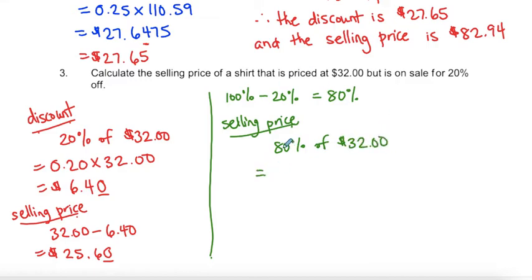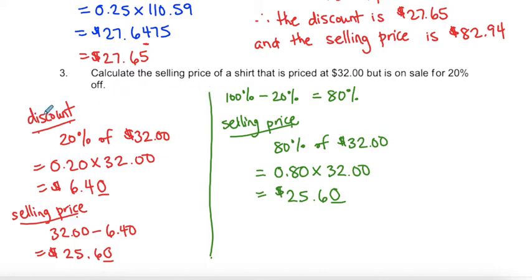So I do that by converting my percentage to a decimal number, so dividing that by 100 or moving my decimal place 2 spots to the left. So 0.8 times 32. And 0.8 times 32 is $25.60. So it's only 25.6 in my calculator, but I know that money has to have 2 decimal places, so it's $25.60.